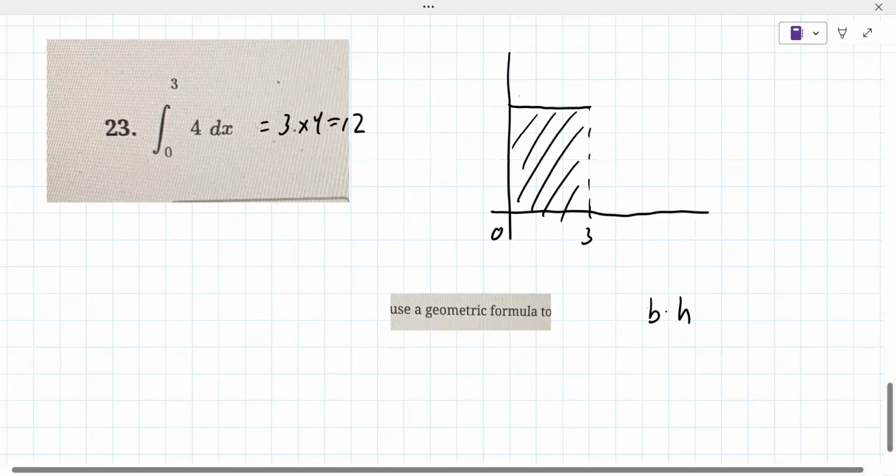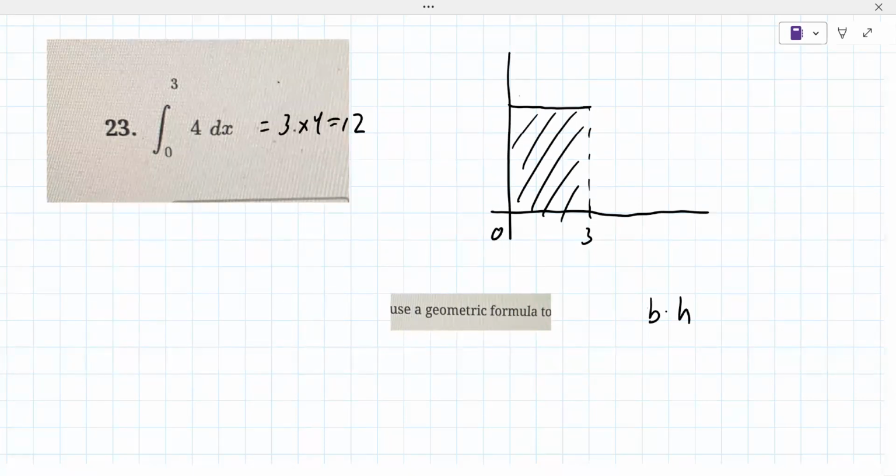So how would we do one like 27? You have to graph it. Let's do 25 first, just to get there.